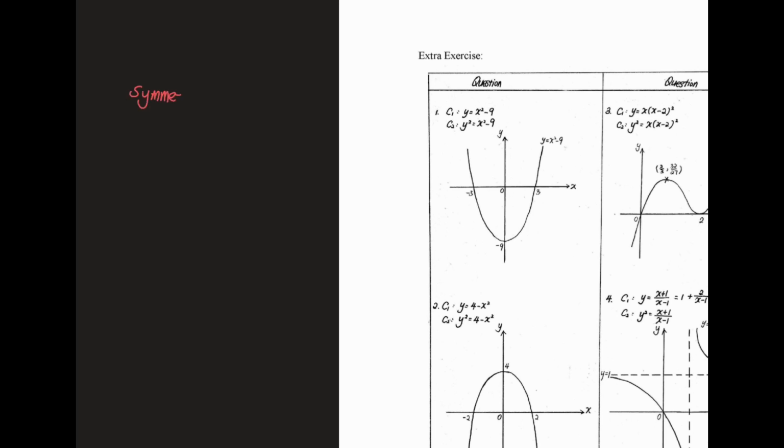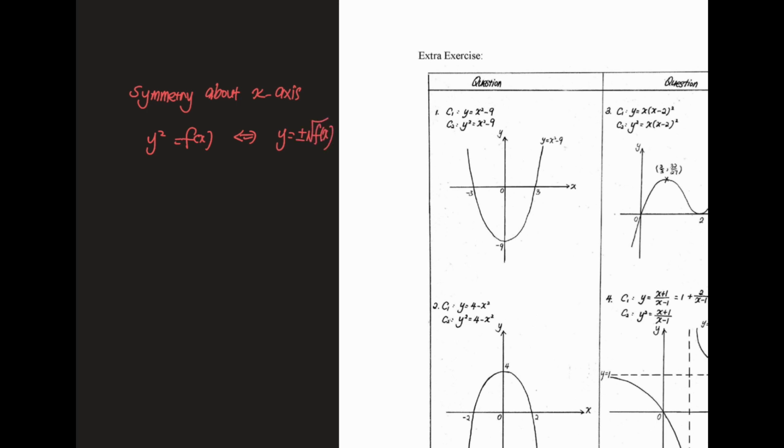Symmetry about x-axis. Okay, that is one of the important properties. You know, y squared equal to f(x) is the same as y equal to plus minus square root of f(x).